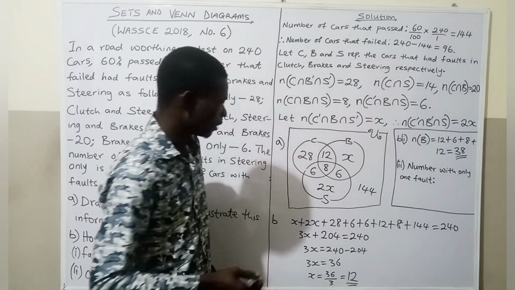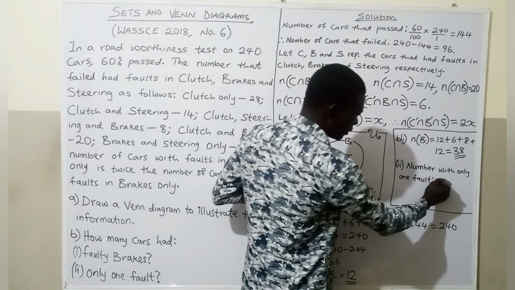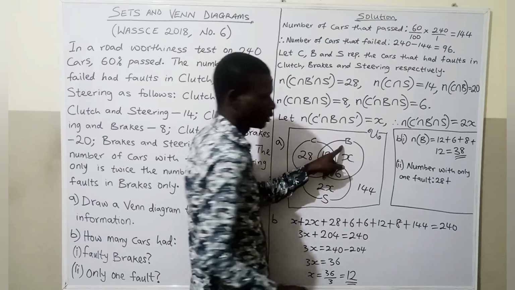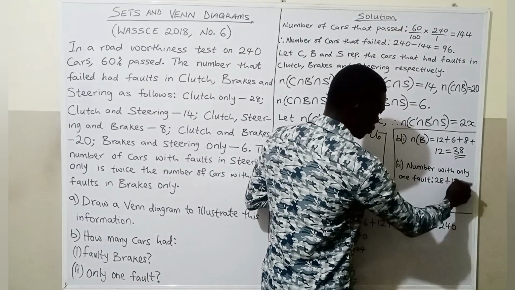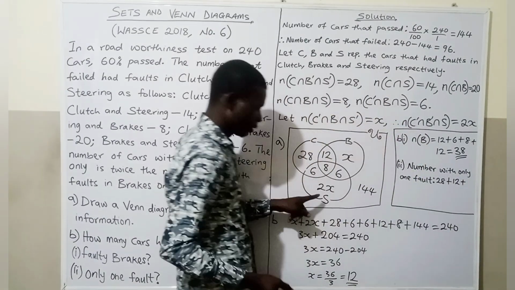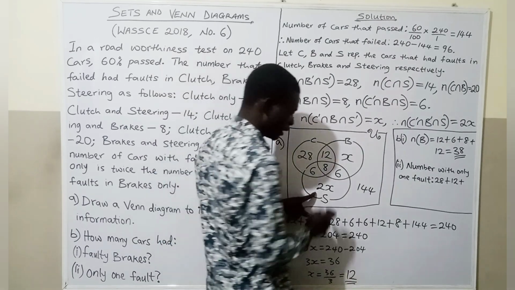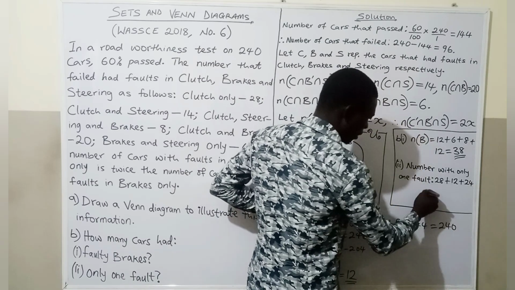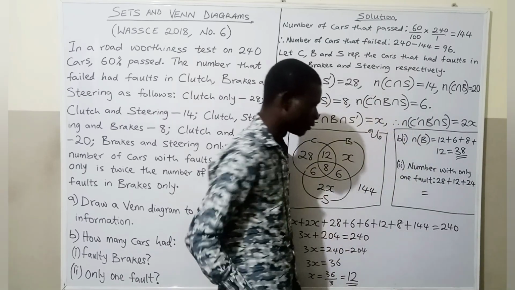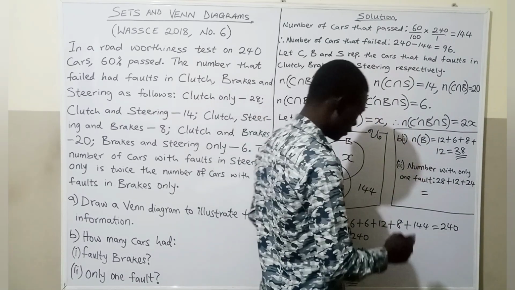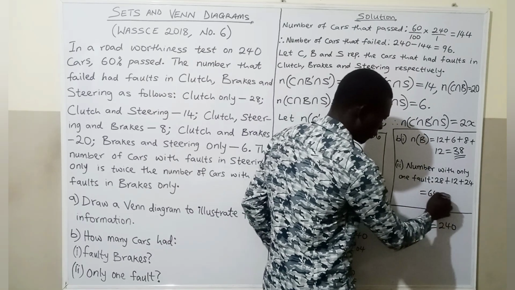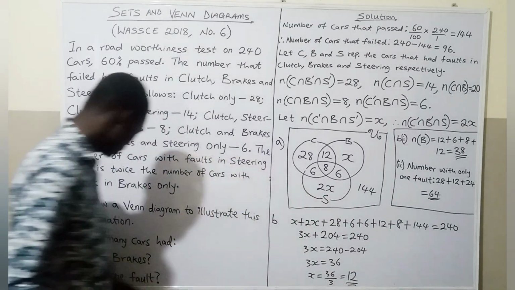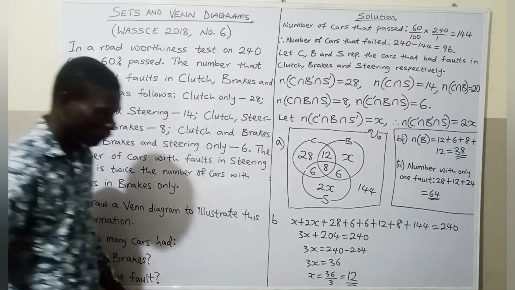Of course, that's going to be clutch only, which is 28, plus brakes only, 12 of them, plus steering only, of course, 2 times 12, that's 24. And 28 plus 12 should give us 40. 40 plus 24 gives 64. So these are the number of cars that had only one fault.